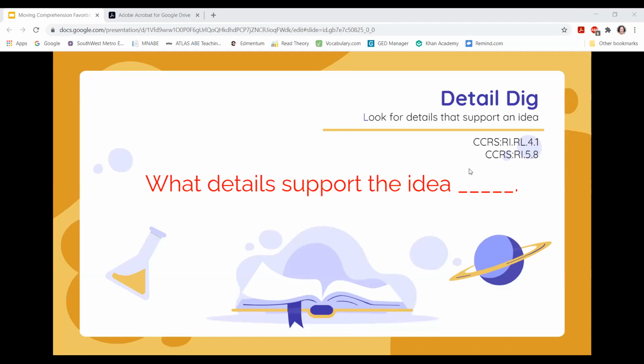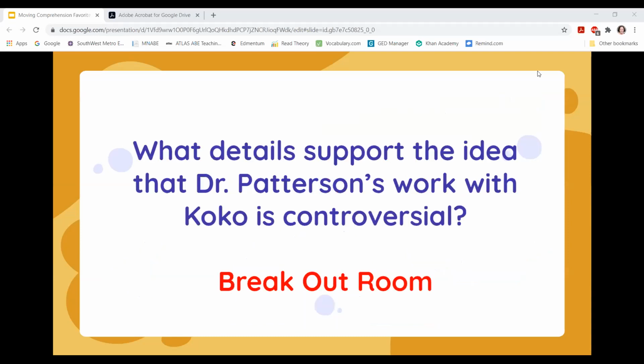But I found that, after reading something in fluency or comprehension, I can really beef up the quality of that lesson by simply asking, what details support the idea? And then that can generate a discussion. So I would like you to write down this question at home, and in a few minutes we'll put you in a breakout room to discuss this with some of your colleagues. So again, having that text open in a different tab will be a benefit for this activity.